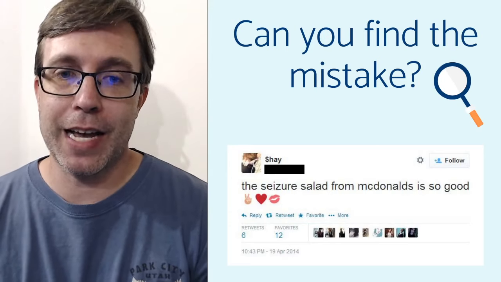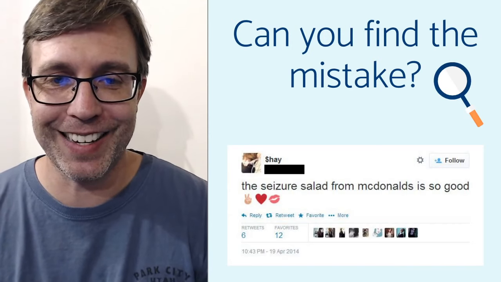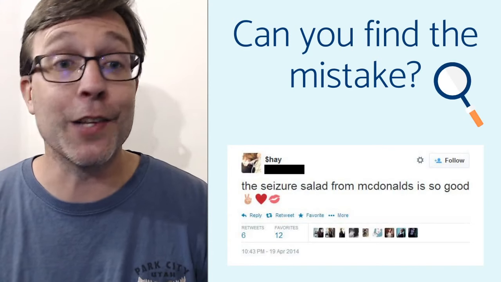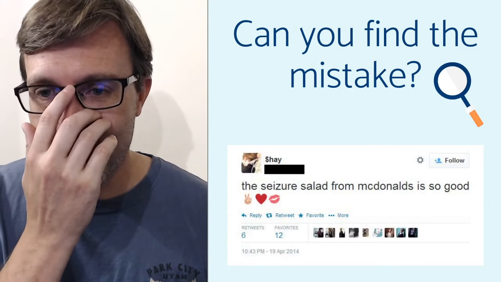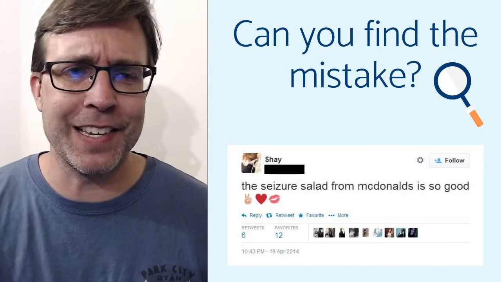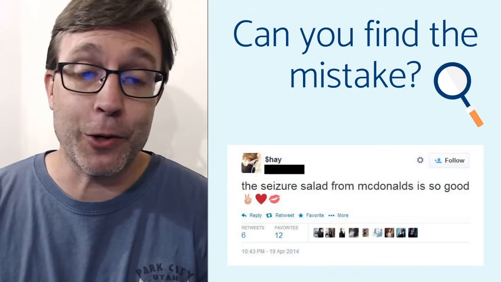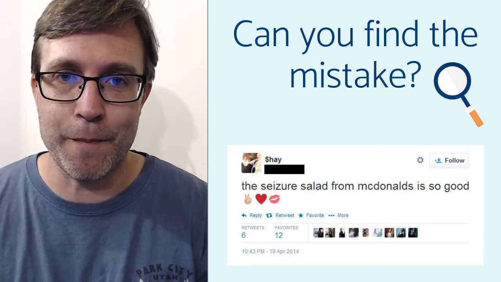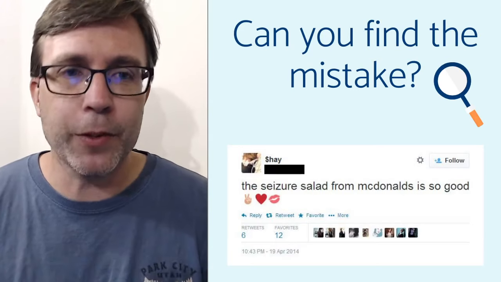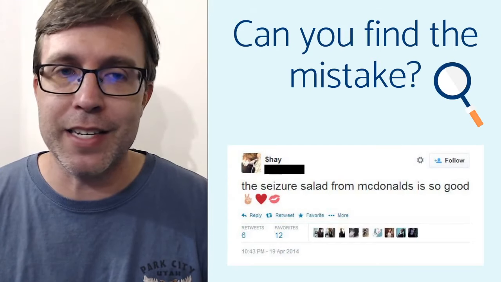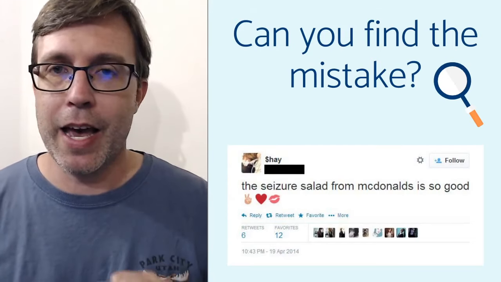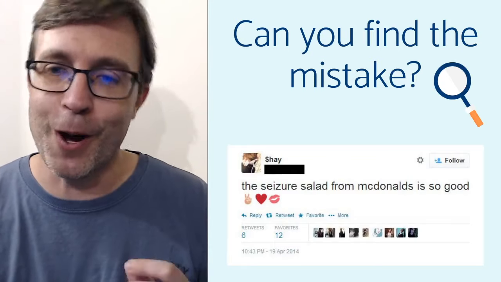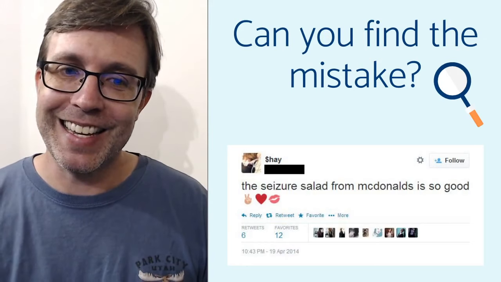The next one, what do you think? "The Caesar salad." It's hard to read it because I want to read it correctly. "The Caesar salad from McDonald's is so good." I don't know if they were trying to make a joke or if this is legitimately incorrect. But hopefully you can see that there is definitely a big mistake at the very beginning of the sentence. They've just used the wrong word. Yes, excellent.